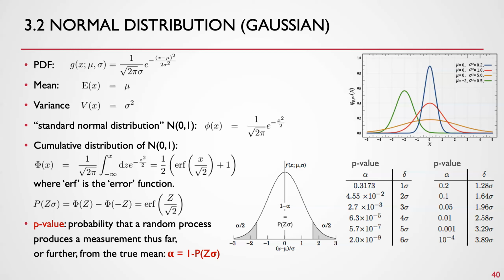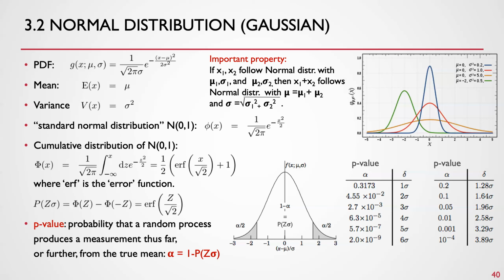Okay, so the p-value is a statistical concept. It appears in most of our publications. It is simply the probability that our measurement, viewed as a random process, produces a result that is that many standard deviations away or further away. So it is a measure of the compatibility of the observed data with the null hypothesis.